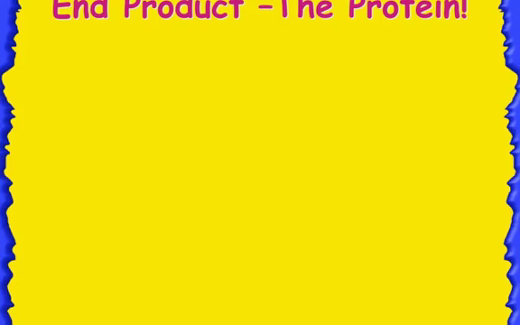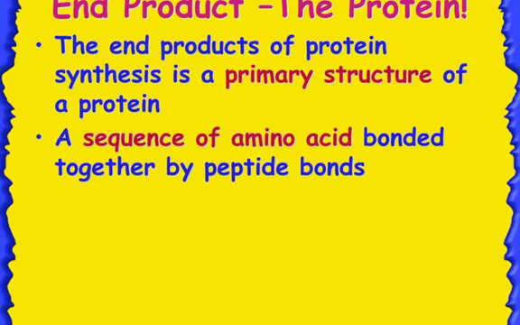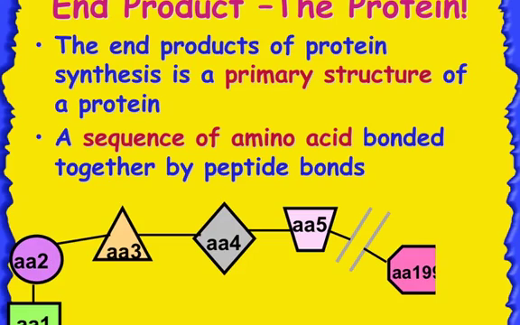So once we have gone through all those steps, the end product is the protein. The end product of protein synthesis is a primary structure of protein, a sequence of amino acids bonded together by peptide bonds.